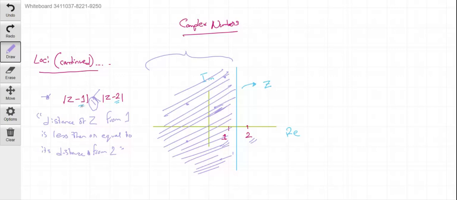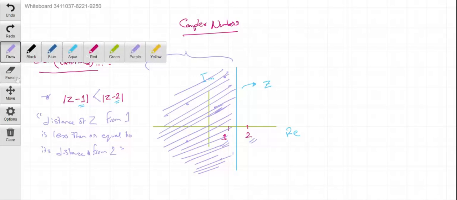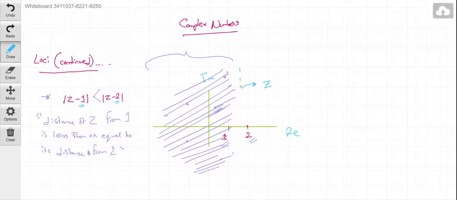In this case, Z had to be closer to 1. So I am shading the area towards 1, then towards 2. Now, a common question again is, what if we didn't have an equal to sign? What if it was just less than? Well, in that case, everything would be the same except our solid perpendicular bisector would no longer be solid. It would essentially be a dotted perpendicular bisector, implying that the points on the perpendicular bisector themselves are not included.